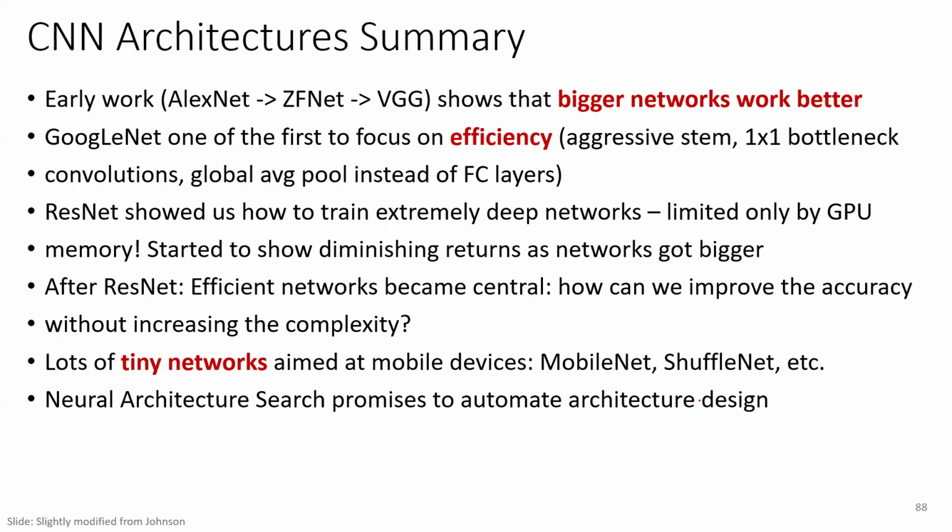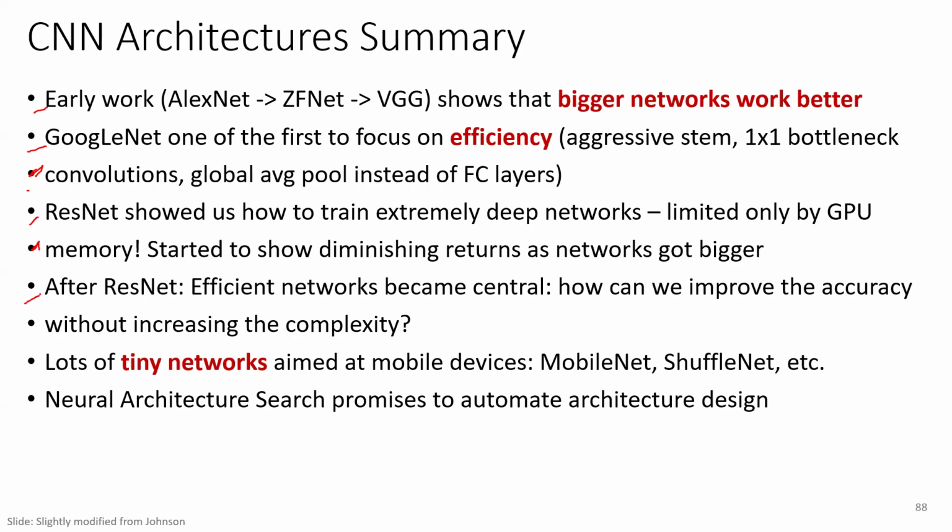Okay, we'll summarize what we learned. Early networks like AlexNet, ZFNet, and VGG show that bigger networks work better. GoogleNet was one of the first to focus on efficiency, with aggressive downsampling steps, one by one bottleneck convolutions, and global average pooling instead of fully connected layers. Global average pooling is a very important concept. And then ResNet showed us how to train extremely deep networks, limited only by GPU and memory, and started to show diminishing returns when the networks got very big.